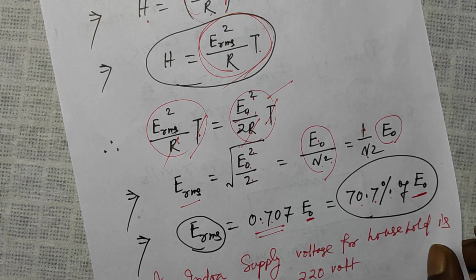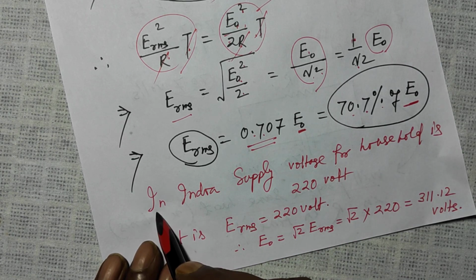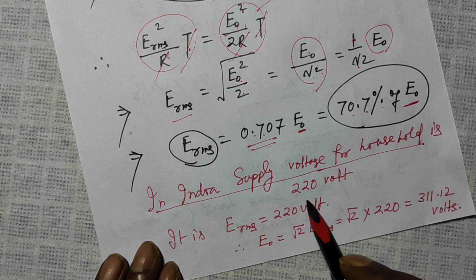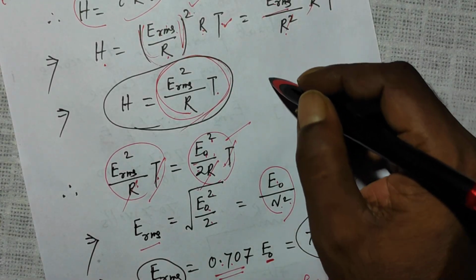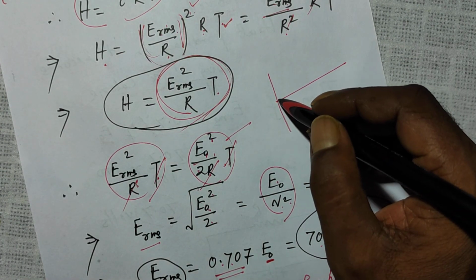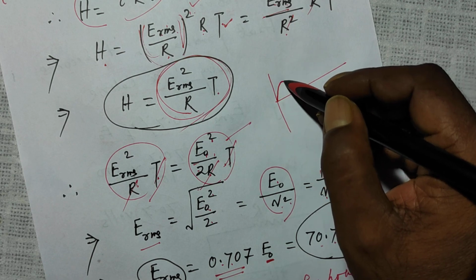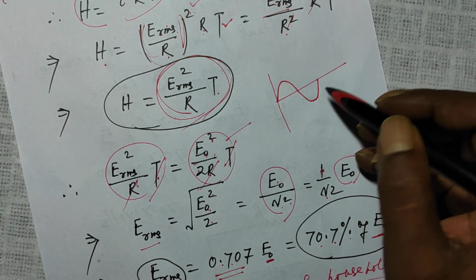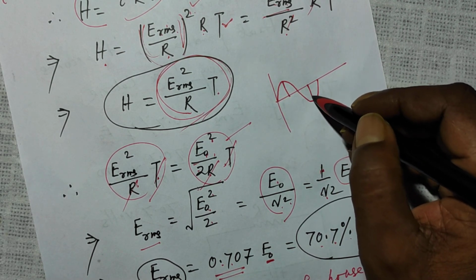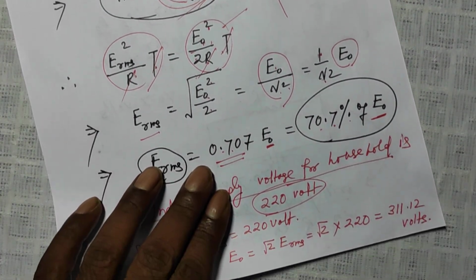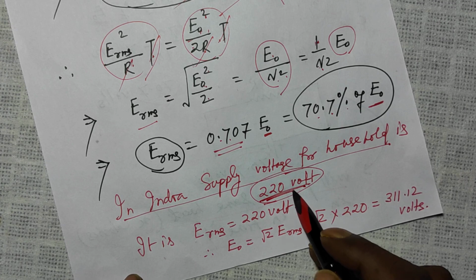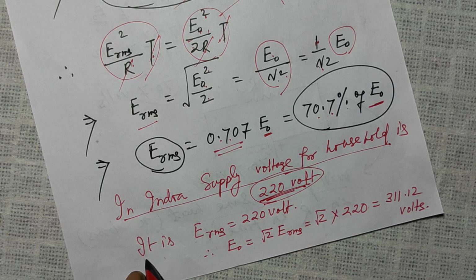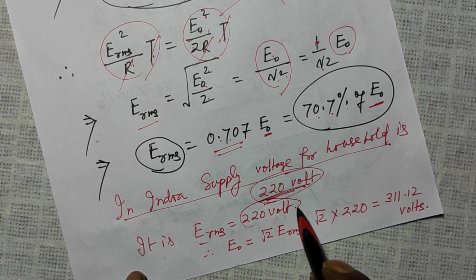Now one thing I should explain here: in India the household supply is 220 volt, and the household electricity is also an alternating voltage. In our household electricity, the alternating voltage looks like this. This is the peak value. When in India we say it is 220 volt, it is not the peak value. This is the RMS value. So it is the RMS value that is 220 volt.